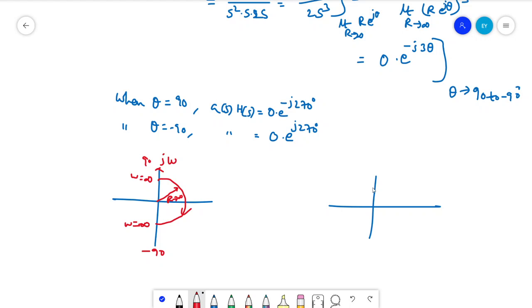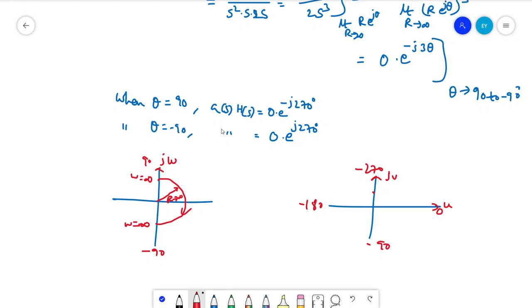Okay, where it is starting at minus 270. Minus 270 means 0, minus 90, minus 180 and minus 270, JB axis, and this will be U. So it will start somewhere here, it will go till 0, means it is varying from 90 to 0.